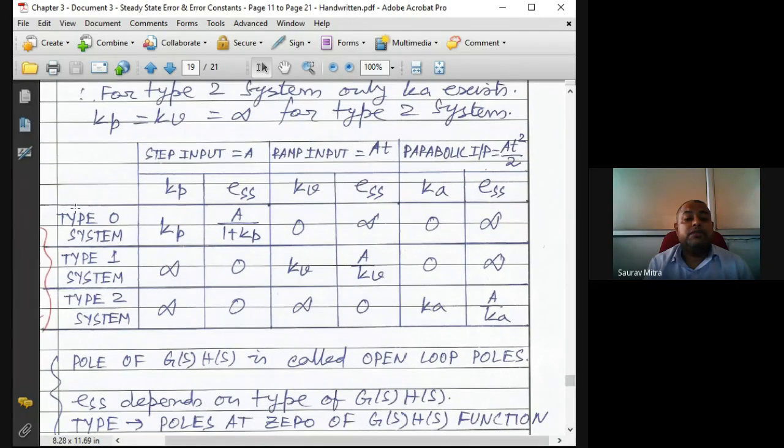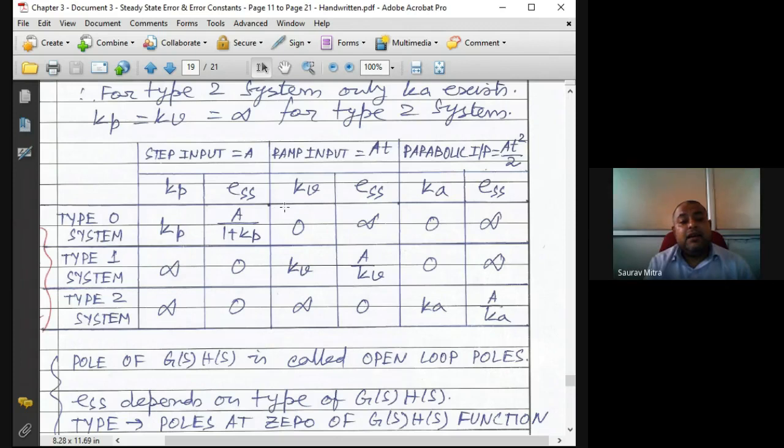So for a type 0 system, Kp exists. Steady state error is A divided by Kp. For a type 1 system, Kp is infinity. Kp is infinity for a type 2 system as well. So if you are substituting here, A divided by Kp is A divided by infinity, that is 0. A divided by Kv for a type 2 system, that is the steady state error, A divided by infinity, that is 0.